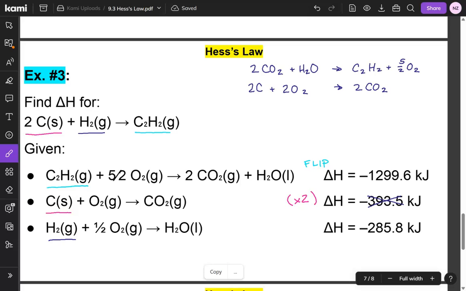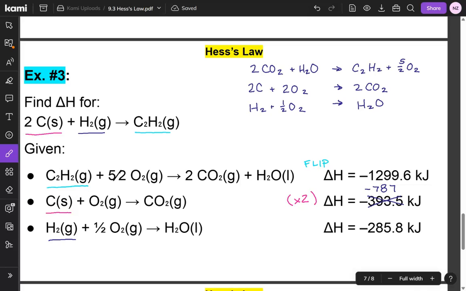So if I double that, let's see, that'll be negative 787. All right, and then the third we left all by itself, so that'll be H2 plus 1/2 O2 goes to H2O.